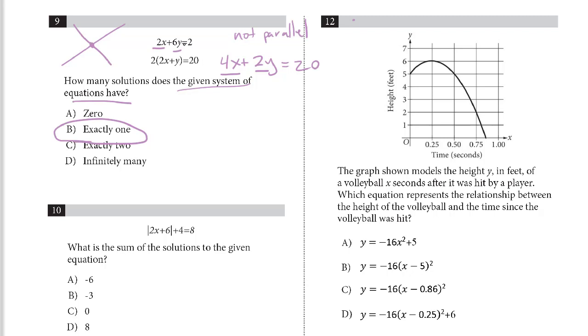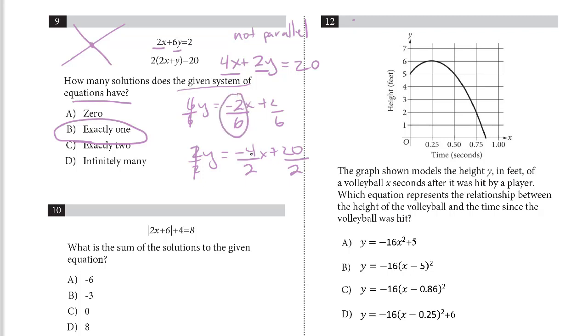Now, a lot of students like to see that in y equals mx plus b format. Okay, we can do that. The first equation: take the minus 2x, so 6y equals minus 2x plus 2. Divide through by 6, and we get y equals minus 2/6 x plus 2/6. And the other equation, if we solve the same way, would be 2y equals minus 4x plus 20. Divide through by 2, and y equals minus 4 halves x plus 20 halves.